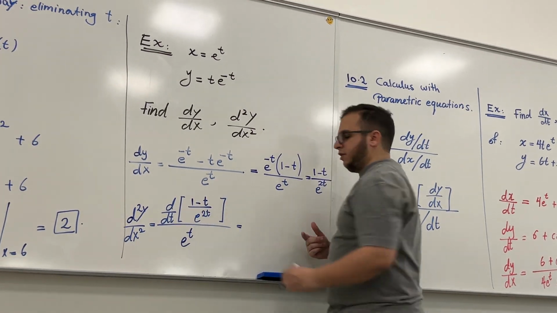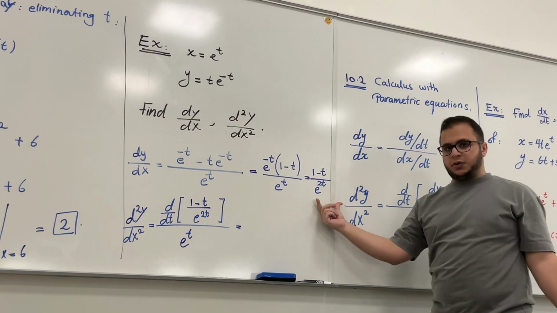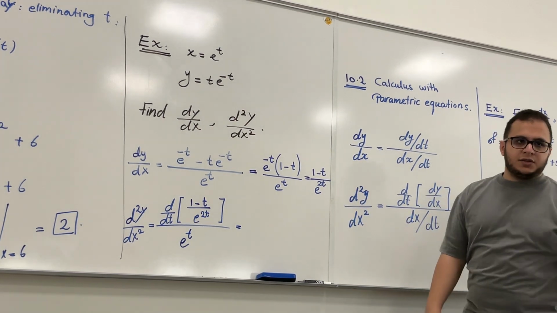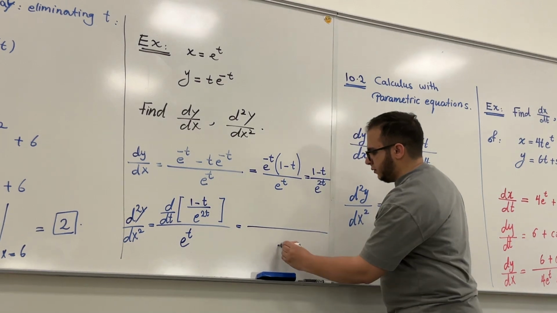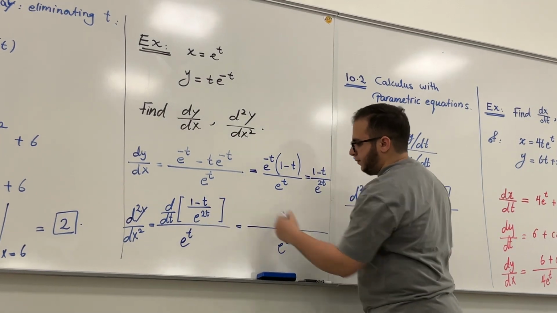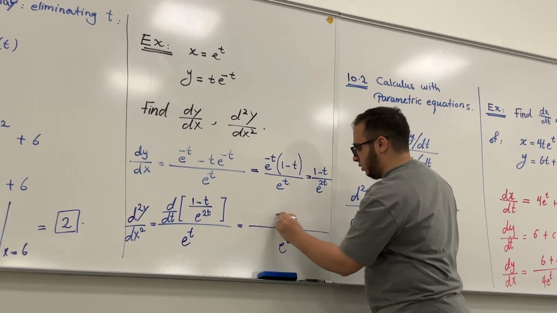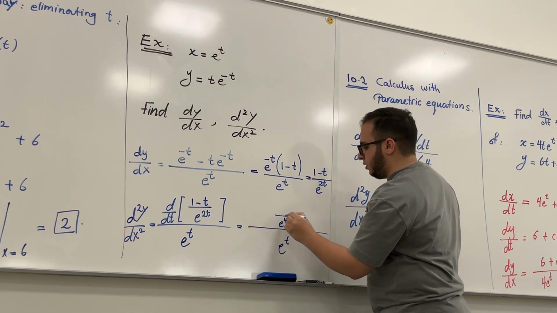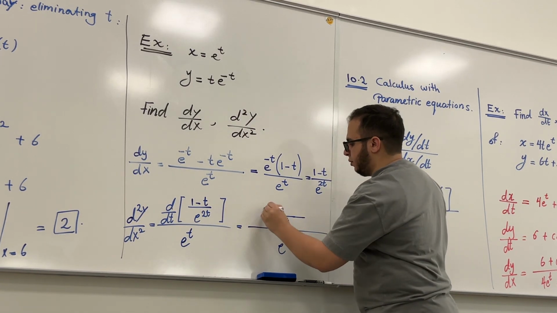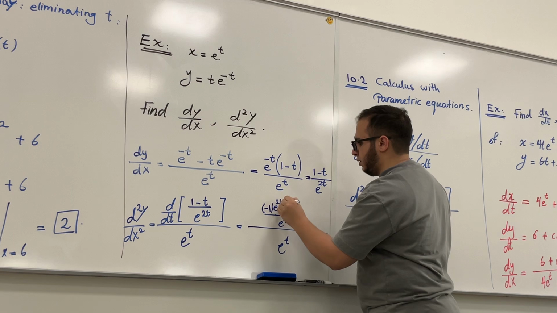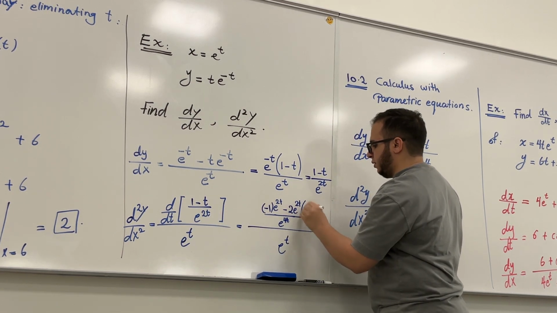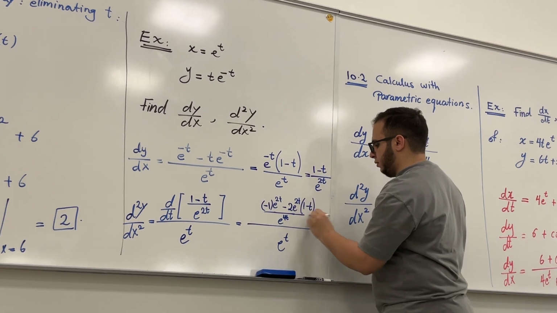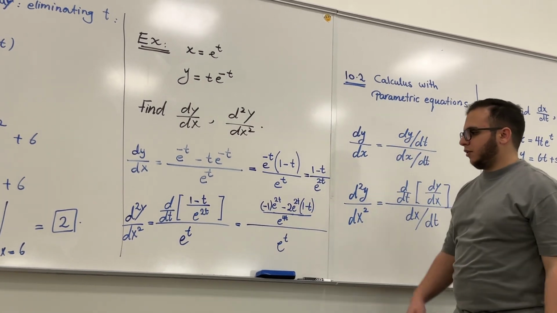So I'm telling you here, differentiate the first derivative answer that you got divided by dx/dt. Okay? So here I need to apply the quotient rule. So here I have e to the 4t, derivative of the top times the bottom, minus the derivative of the bottom times the top, over the bottom squared. Okay?